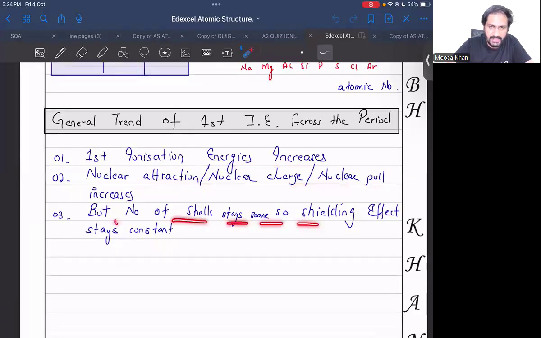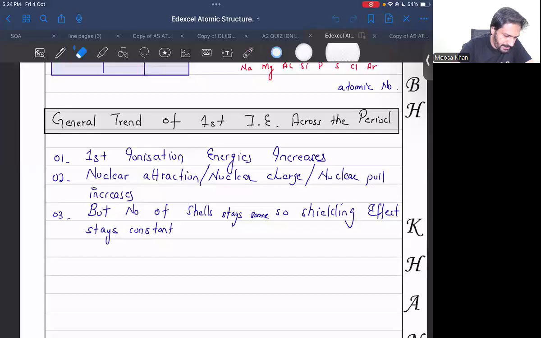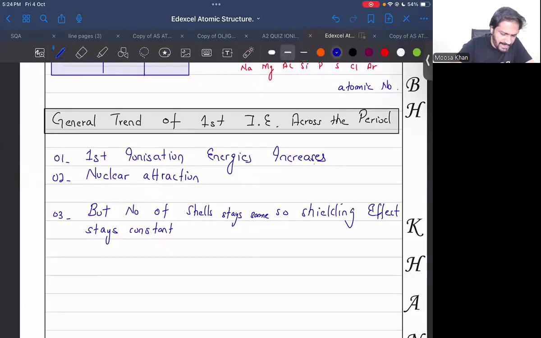But the number of shells stays the same, so shielding effect stays constant. And there is an increase in nuclear attraction. You can just use one word. It would be okay if you just use the word nuclear attraction. Otherwise, you can remember that instead of nuclear attraction, you can also write nuclear charge or nuclear pull.